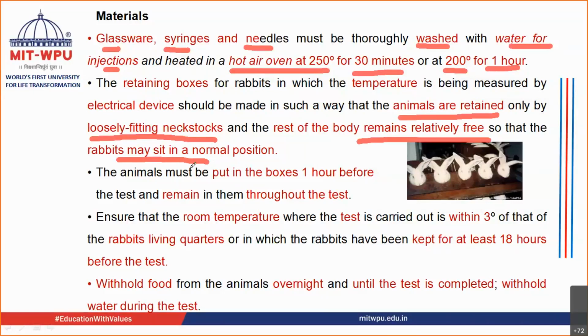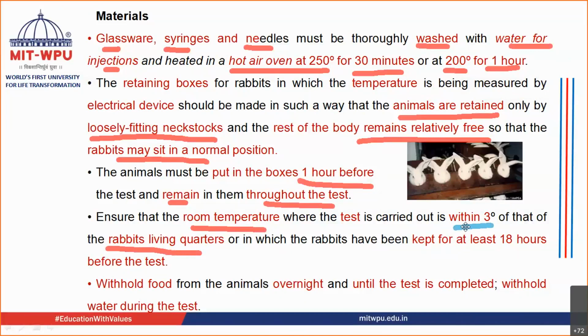The animal should be put in this box 1 hour before the test, and should remain in this box throughout the test. The temperature of the room where you are going to carry out the test should be within 3 degrees Celsius of the room temperature where we housed the animal, you remember? It has a place to stay, so that temperature and the temperature at which the test is carried out should be within 3 degrees.